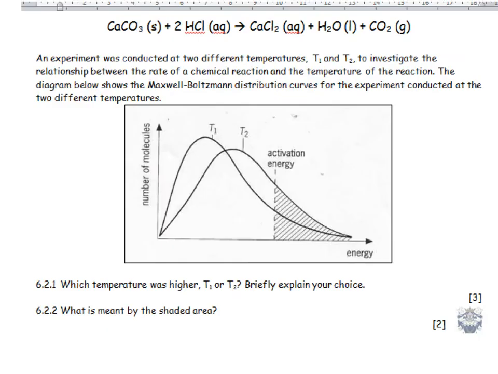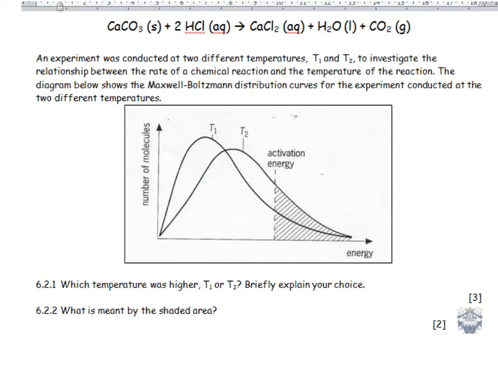An experiment is conducted at two different temperatures, T1 and T2, to investigate the relationship between the rate of a chemical reaction and the temperature of that reaction. The diagram below shows the Maxwell distribution curve for the experiment conducted at two different temperatures. Now we need to think about these Maxwell curves. This temperature looks higher, but actually most of the particles have got lower energy than this one where most of the particles have got higher energy.